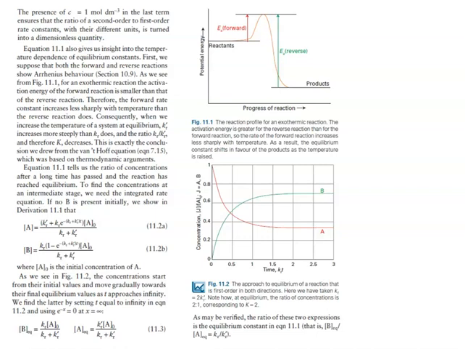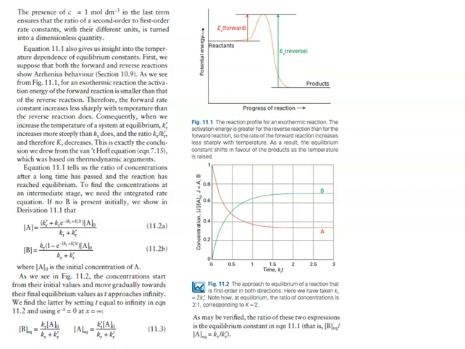First, we suppose that both the forward and reverse reactions show Arrhenius behavior. As we see from figure 11.1, for an exothermic reaction, the activation energy of the forward reaction is smaller than that of the reverse reaction. Therefore, the forward rate constant increases less sharply with temperature than the reverse does.